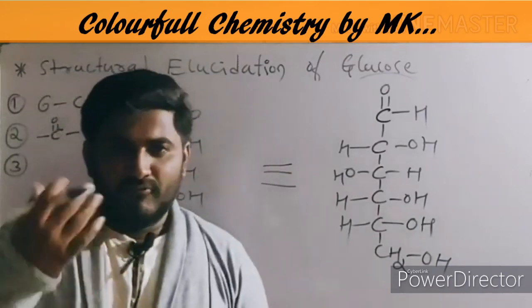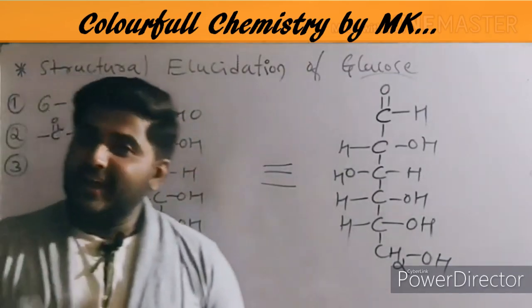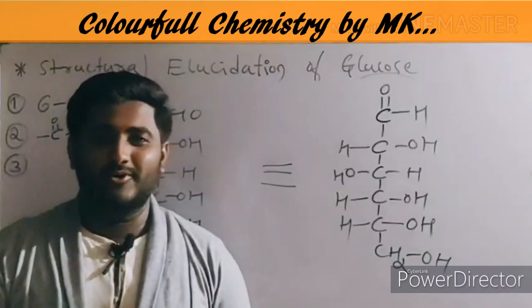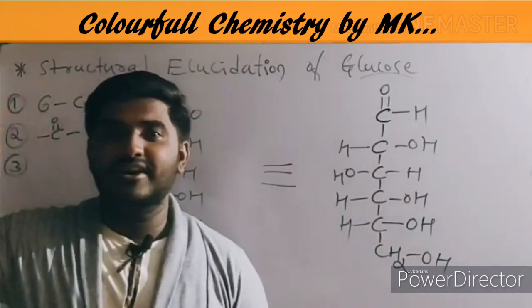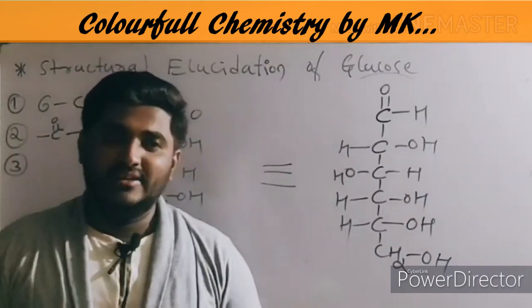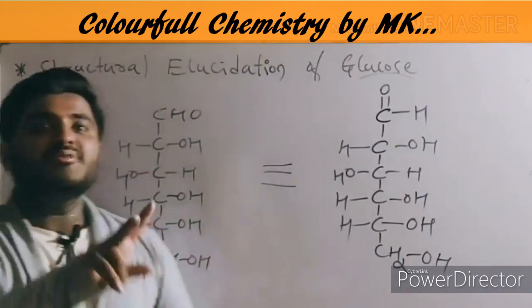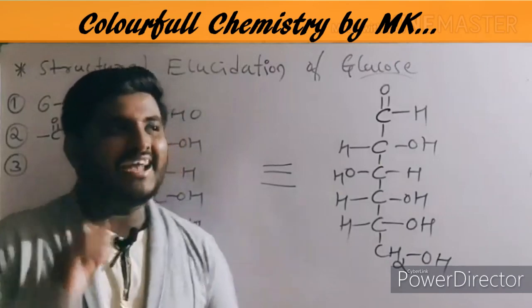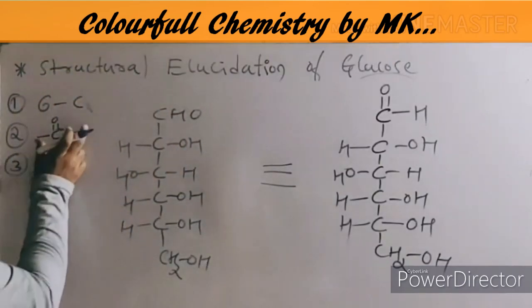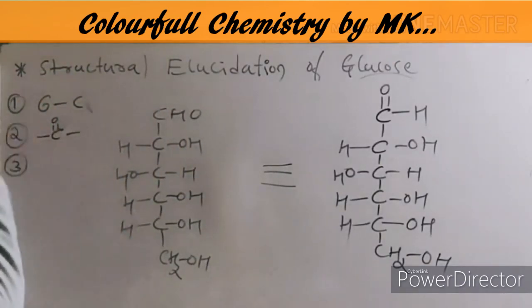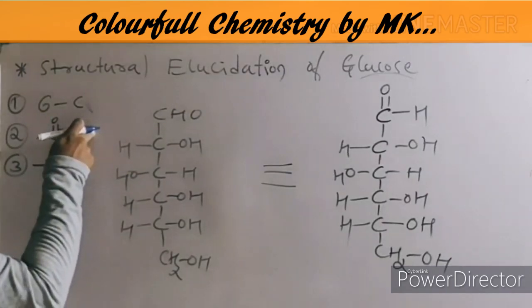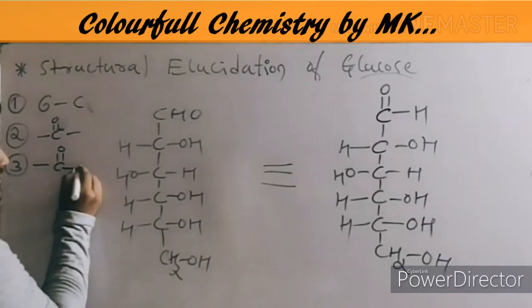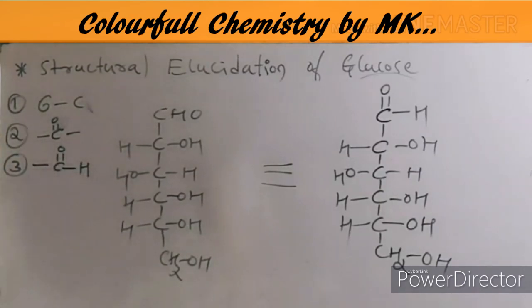Now from the third reaction, we took glucose and added bromine water to it. When we added bromine water, CHO is converted into COOH. That means the carbonyl group is converted into a carboxylic acid group. So that indicates that glucose has a carbonyl group, and that carbonyl group must be an aldehyde group only. In the earlier reaction we only knew it is a carbonyl group, but in this reaction we know it is an aldehyde group.